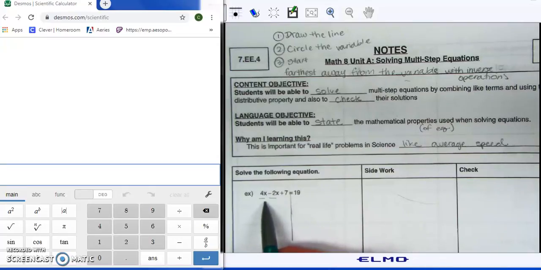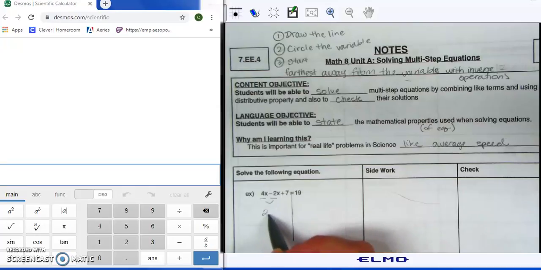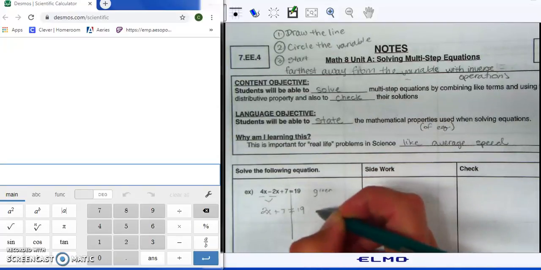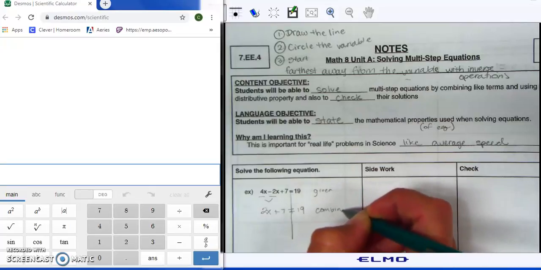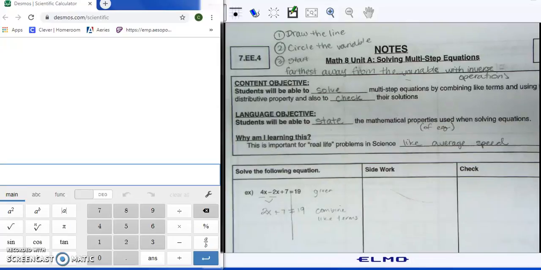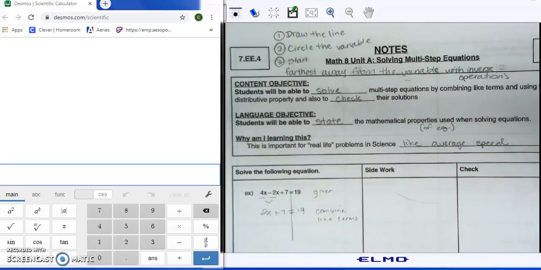4x minus 2x. 4 minus 2 is going to give me 2x plus 7. And that'll be equal to 19. So I had to combine those like terms. So here's our given. I had to combine like terms, so I'm just going to write combine like terms. And now I see it's ready to solve. So given, combine like terms.